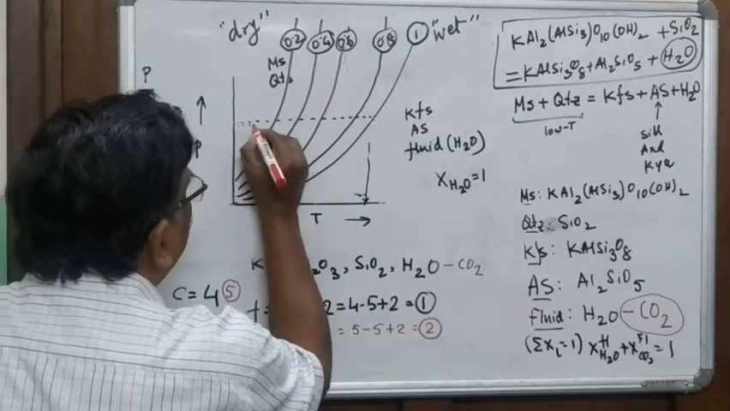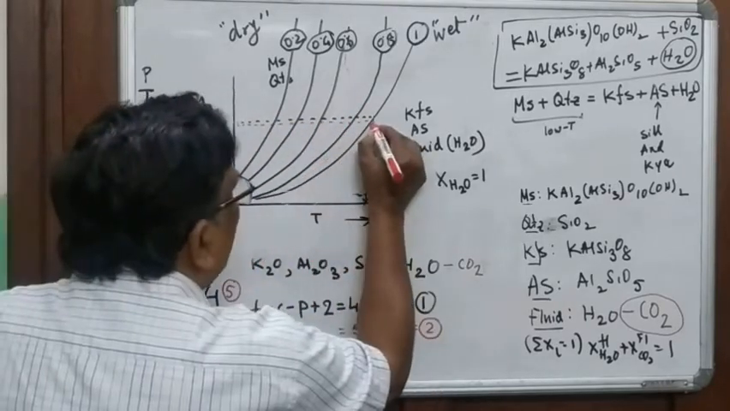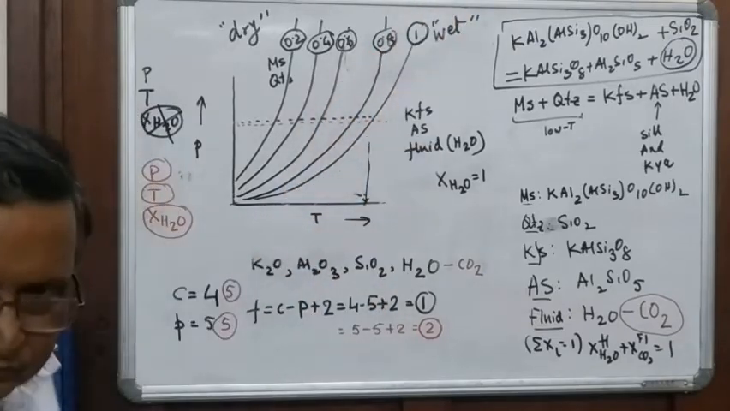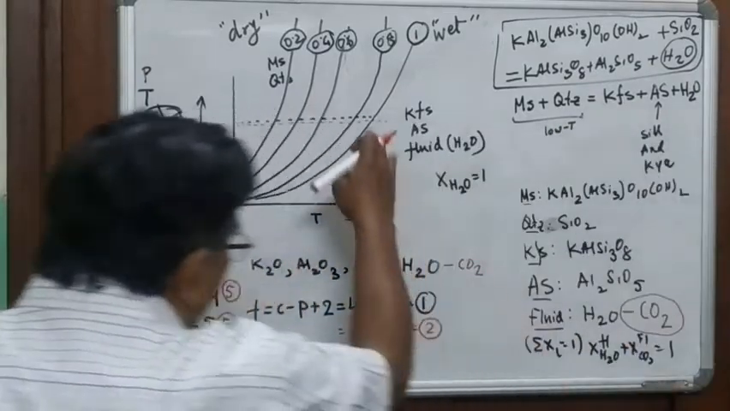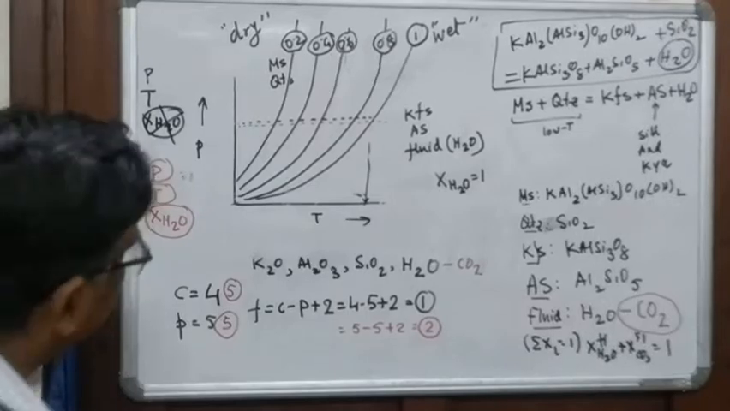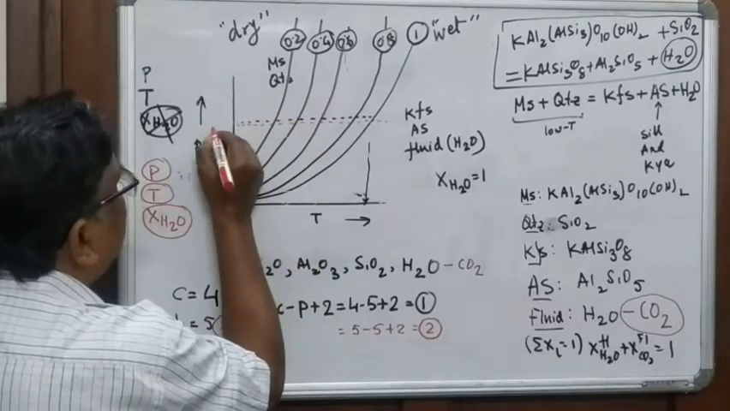You see here, look here. What is there? XH2O equal to 1 is off. It's out of the question now. But all values less than 1 are applicable. So this is the pressure value.